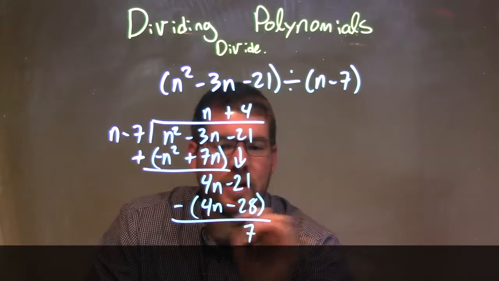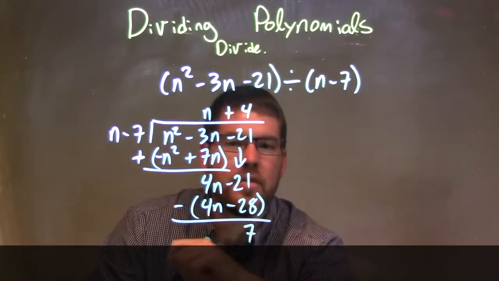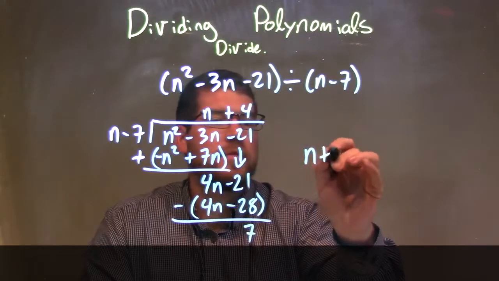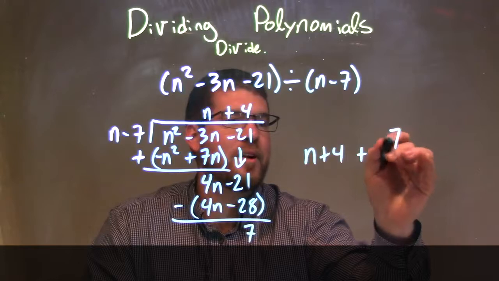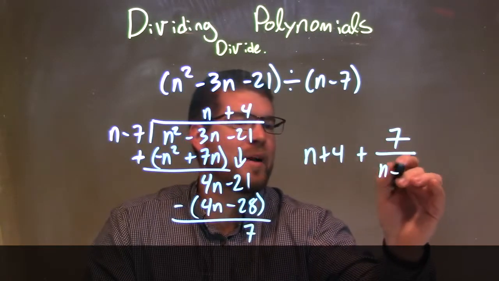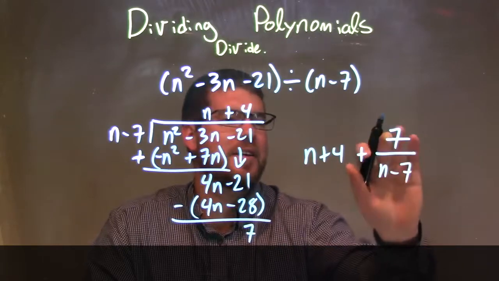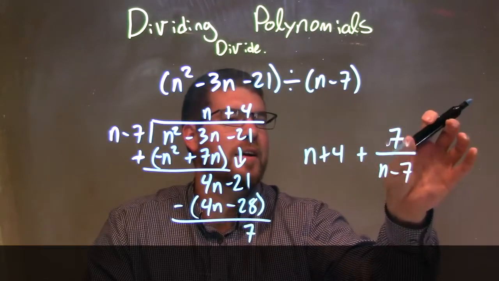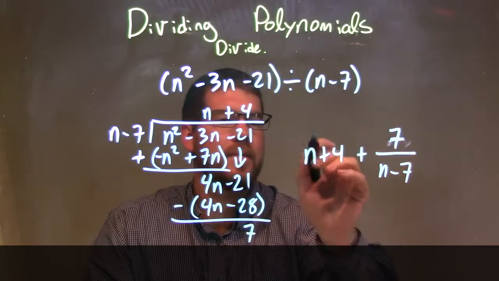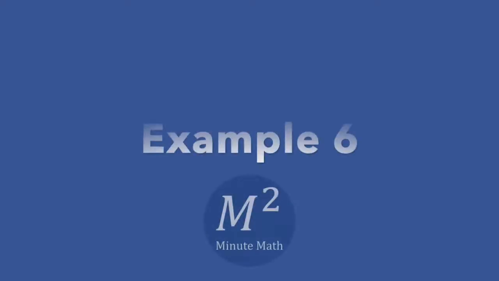But we have a positive 7 there. Okay? So that positive 7 is our remainder. So now when I write my final answer, I have n plus 4 plus 7, our remainder, over, that's a big bar for the 7, over n minus 7. That just doesn't look right. Oh, there we go. Good enough. All right? And that is our final answer.